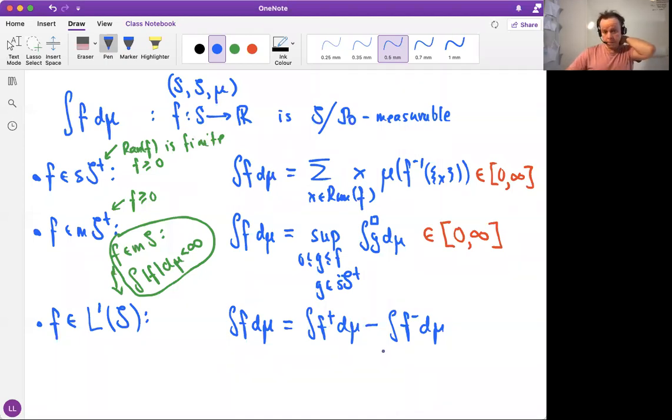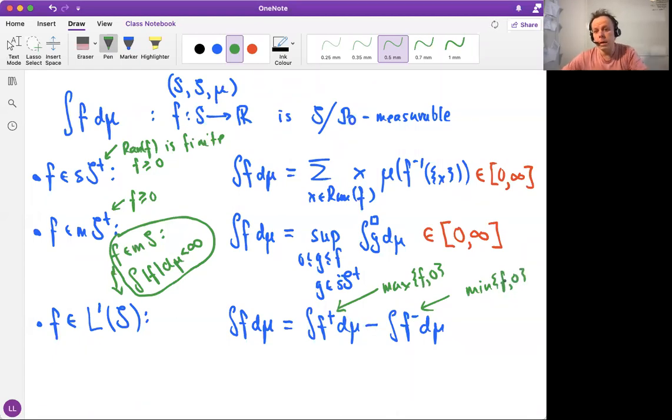And we need to define what is the positive part of f. So maybe you have seen that one before. The positive part of f is just the maximum of f and 0. And the negative part is we take the minimum of f and 0. So if you take the minimum of f and 0, you get something negative or 0. So then we put the minus sign there in front.